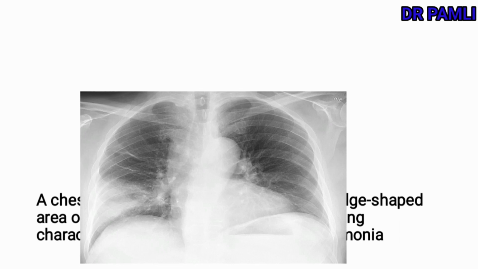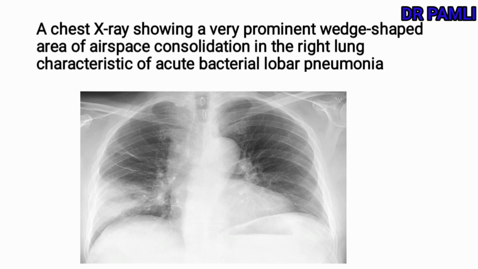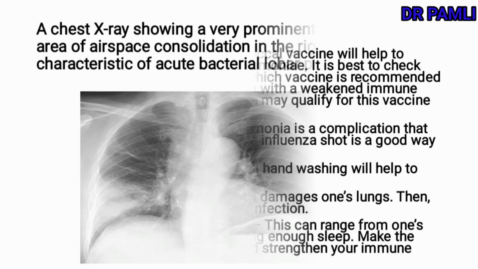Now let's go. This is also a chest radiograph showing a very prominent wedge-shaped air space consolidation in the right lung, characteristic of acute bacterial lobar pneumonia. And this one, clinical officers, nurses, and doctors must not fail to identify.